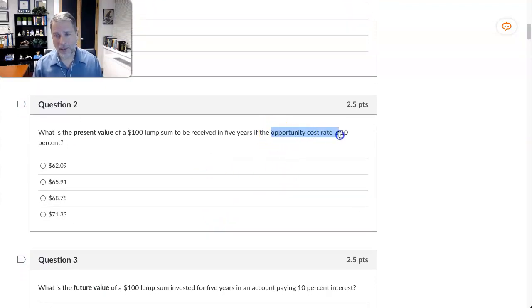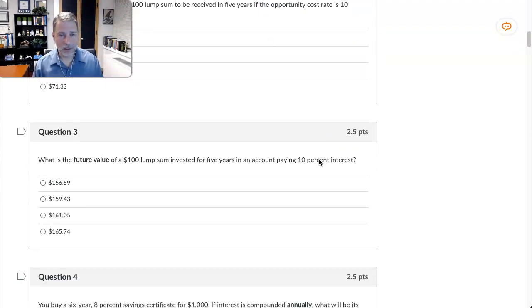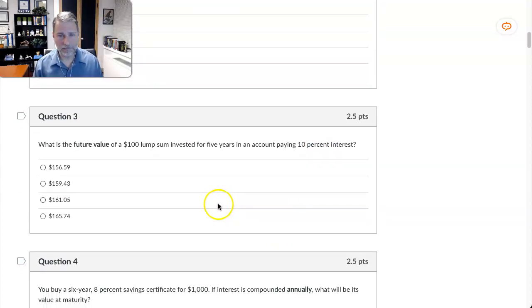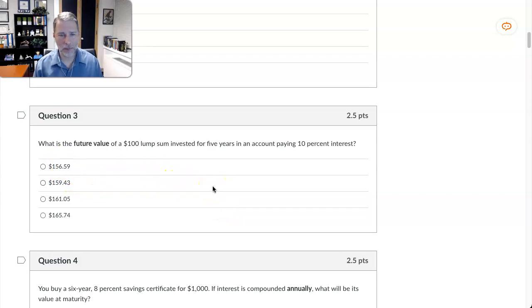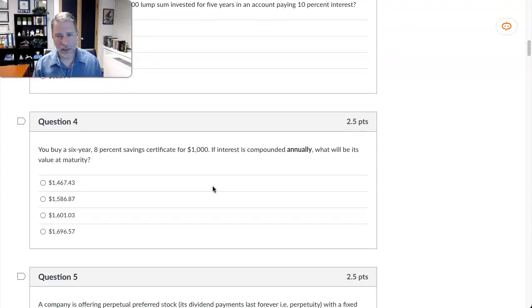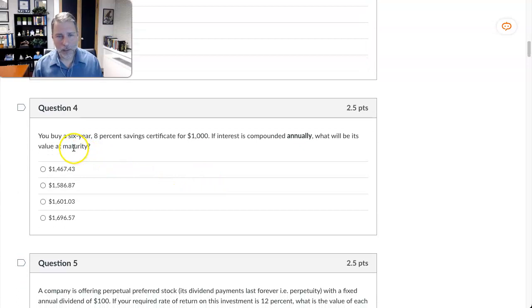Remember these: opportunity cost rate, discount rate, interest rate, all the same thing. Question 3 is a future value, again a calculation-oriented question. Here we go, on a savings certificate, compounded annually. We'll move you out to the value at maturity.